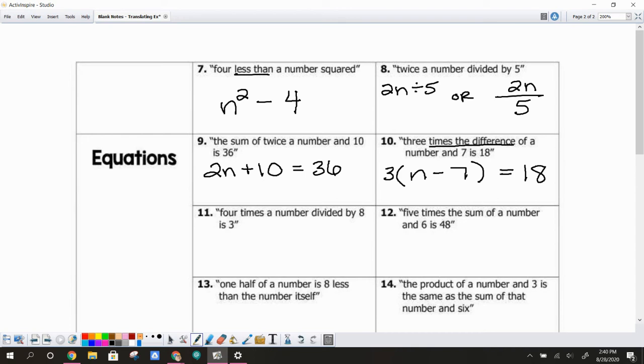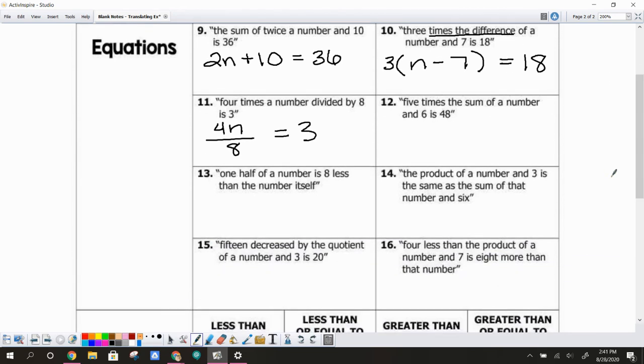Okay? So for number 11, we're doing 4 times a number divided by 8 is 3. So 4 times the number, I know that that is 4n, and we're dividing it by 8, and it is 3. You can also write it as 4n with the division sign 8, but I'm going to just stick to writing it like this.